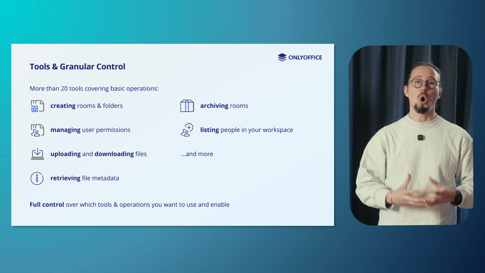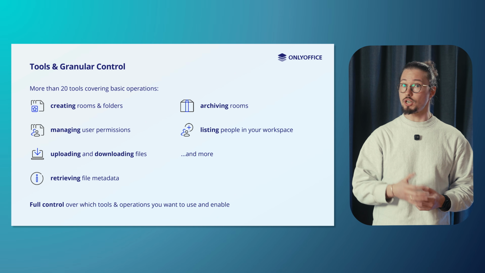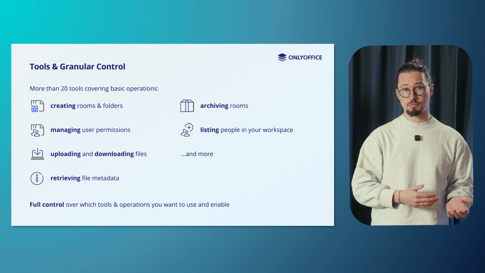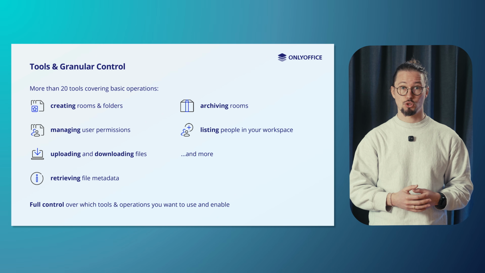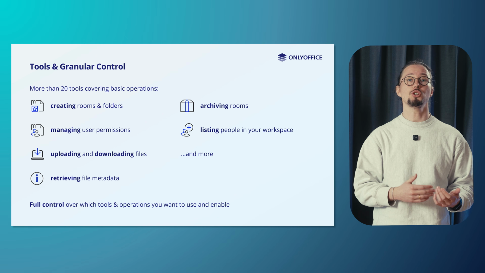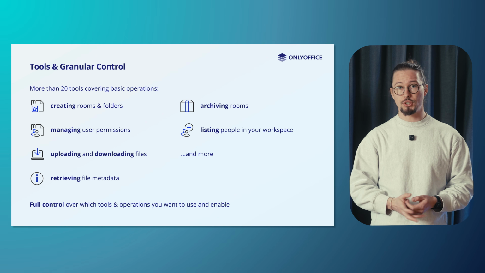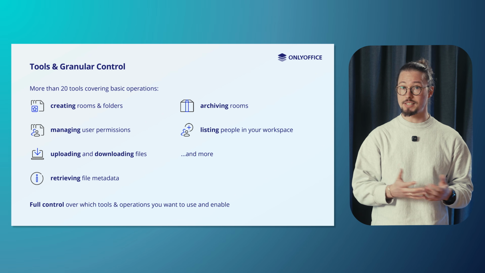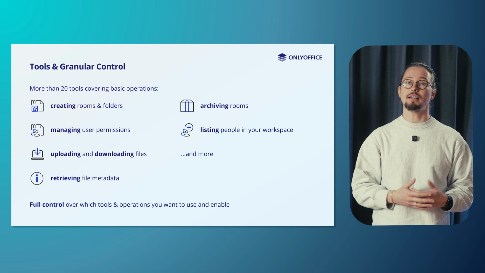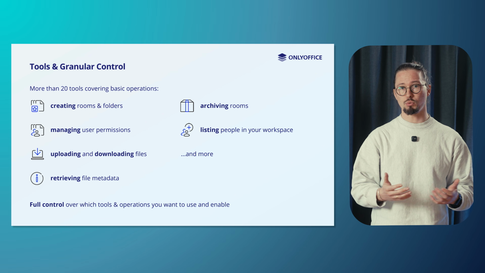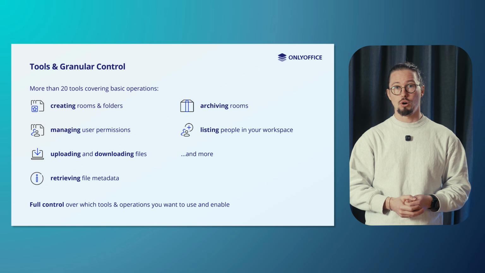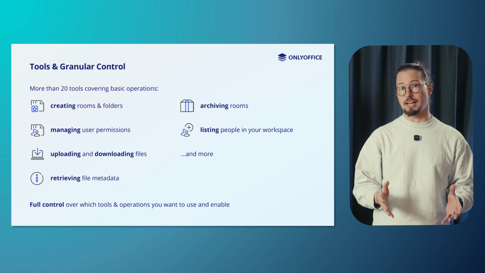What's important for production use is that you're not stuck with an all-or-nothing approach. Using 3 environment variables, DocSpace toolsets, DocSpace enabled tools, and DocSpace disabled tools, you can control exactly which tools are available to the AI. For example, if you want the agent to handle the file operations, but you don't want it touching user permissions, you disable those specific tools. One config change and the boundary is set.